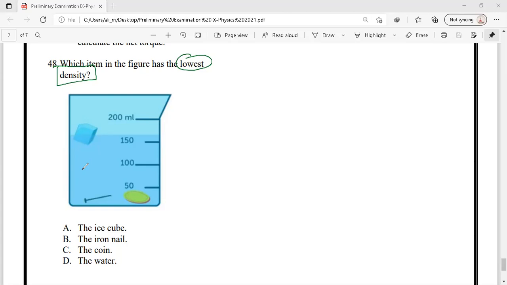And as we can see that ice cube is floating on the surface, it's mean this density of ice in this case is less than the liquid, that water that is in this container. So ये जो ice है, it is less dense than water, जिसकी वजह से वो water के surface के ऊपर float कर रही है. So the correct answer is ice cube, that is option A.